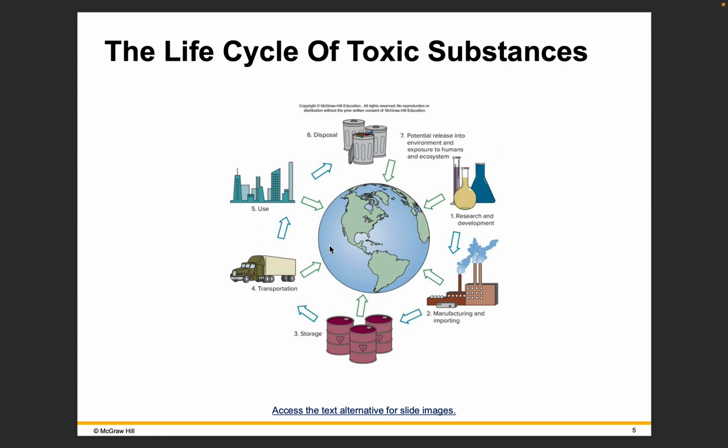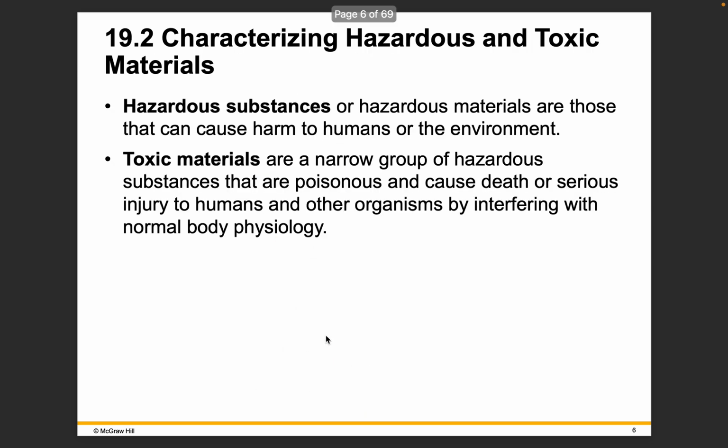So here's a visual of the life cycle of toxic substances. Some are used for research and development. Those that create good products get used in manufacturing and importation. Those things are stored, transported, they get used, and eventually disposed of, right? And in any number of these steps, there may be release into the environment in some way.